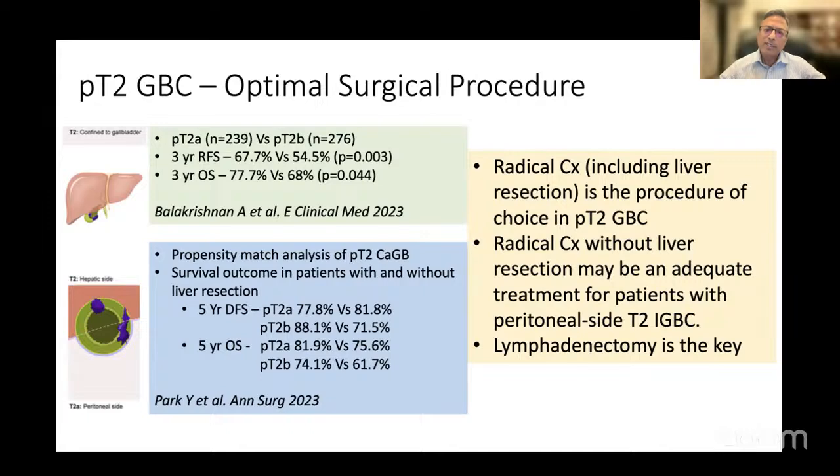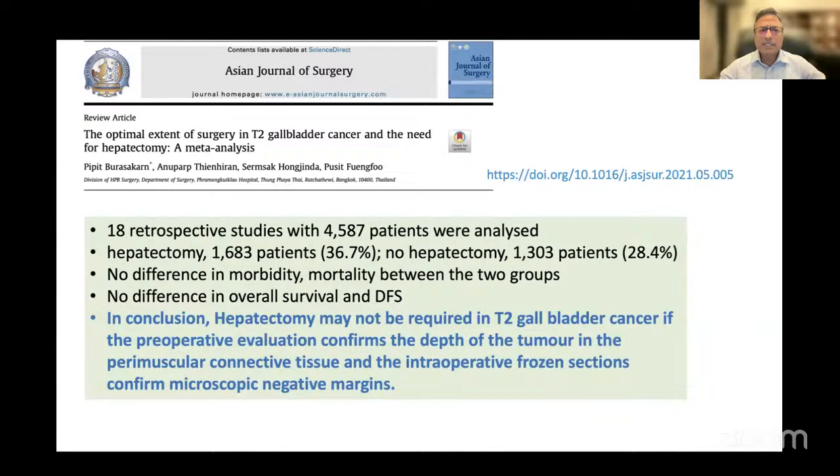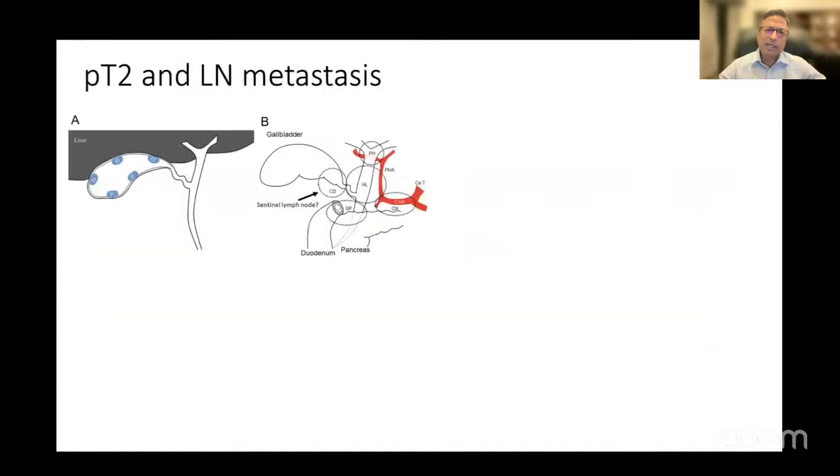But the lymphadenectomy is the key in PT2 disease. This is another large meta-analysis which shows that liver resection may not be an important component of PT2, especially PT2A disease. So there is debate on this, but there are data which are contrary to that as to the best procedure for T2 in terms of extent of liver resection.